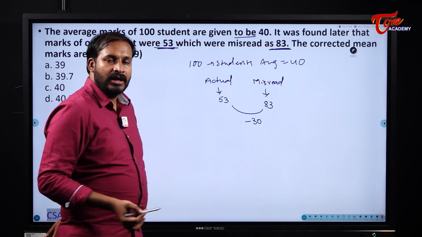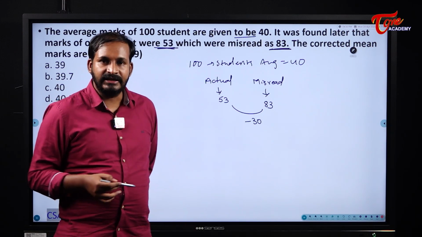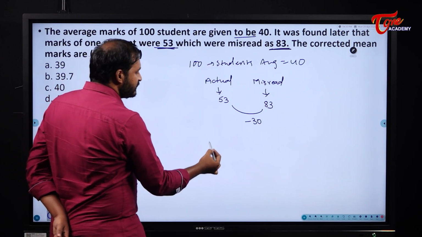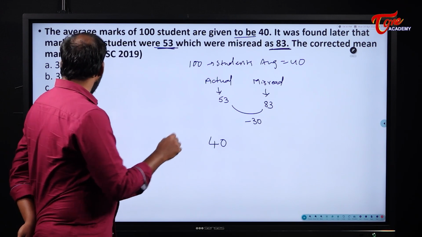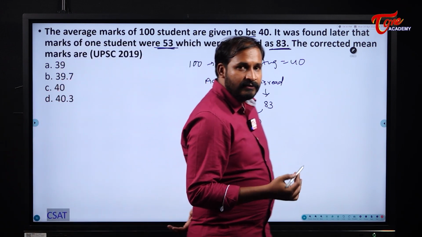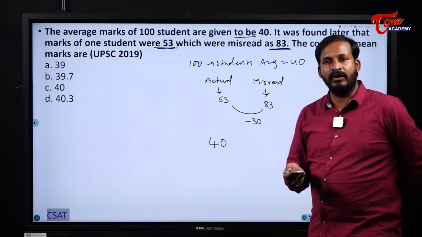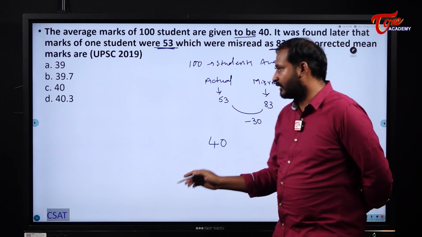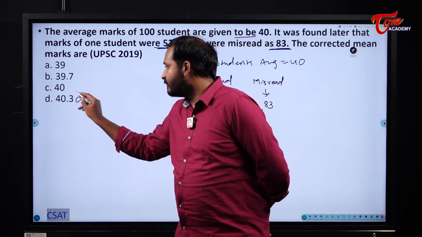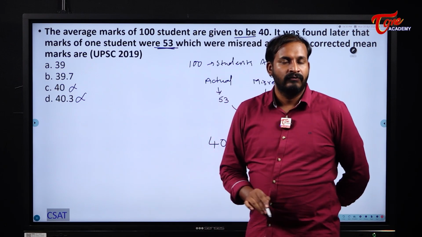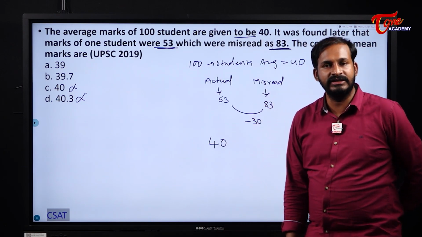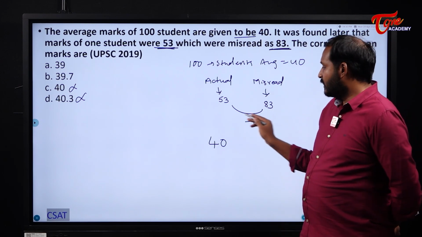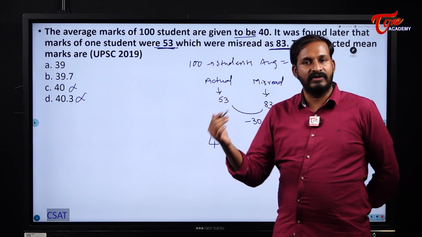Now this will impact my whole average. The actual average given is 40. First observation: will the average come down below 40, be equal to 40, or be more than 40? Definitely it will come below 40, so the options equal to 40 and more than 40 are gone by default. Here we are adding additional marks, so we need to subtract.